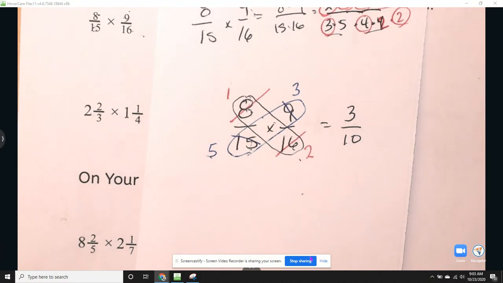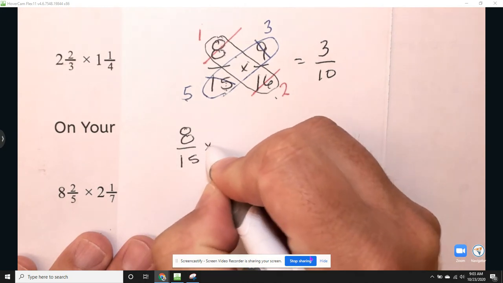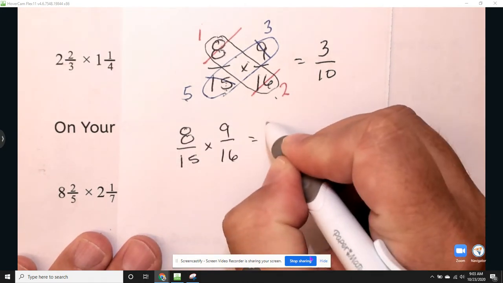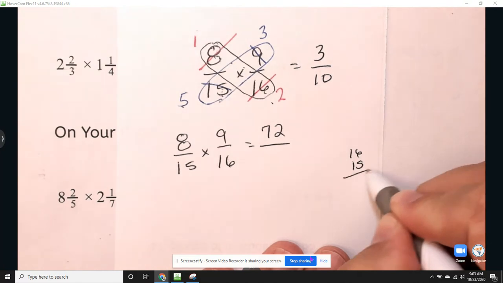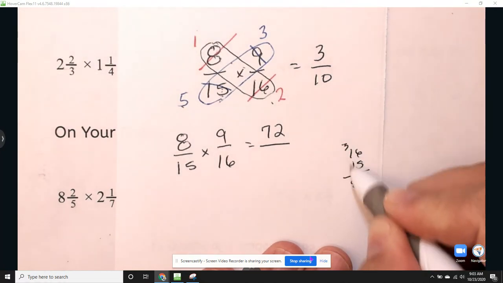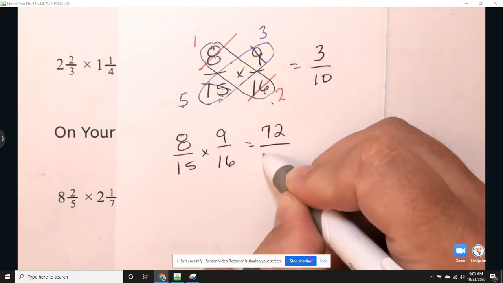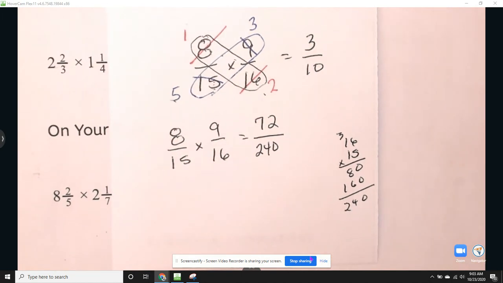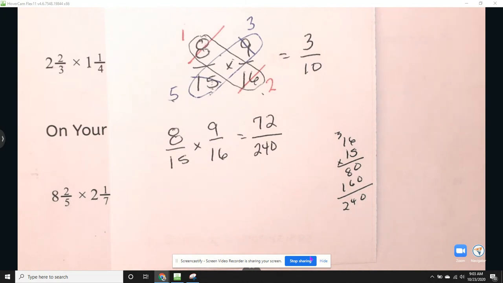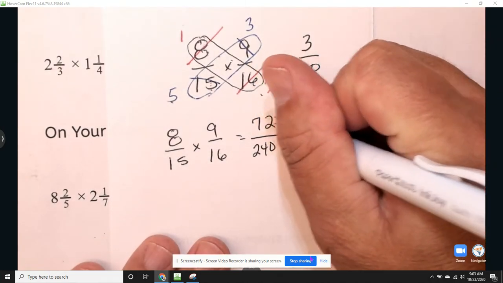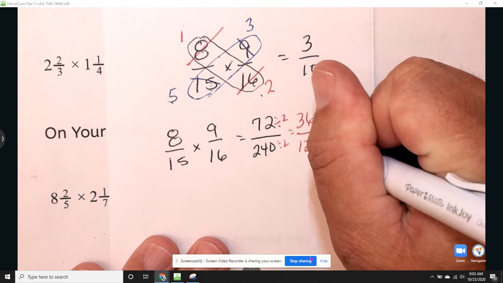If I didn't do that, if I just multiplied straight across, back here, 8 fifteenths times 9 sixteenths, I'd get 72 over 15 times 16. I get to do that over here. That's 80, and that's 160 over 240. Okay. All right. And then here I would do some simplifying, and I'd say, oh, I know they can both be divided by 2. And divide them both by 2, and I get 36 over 120.